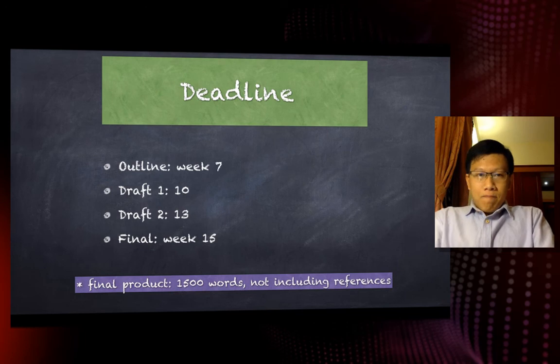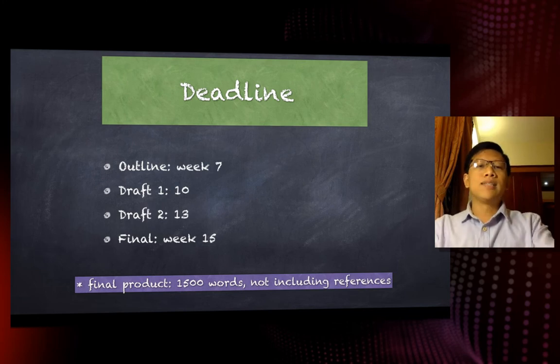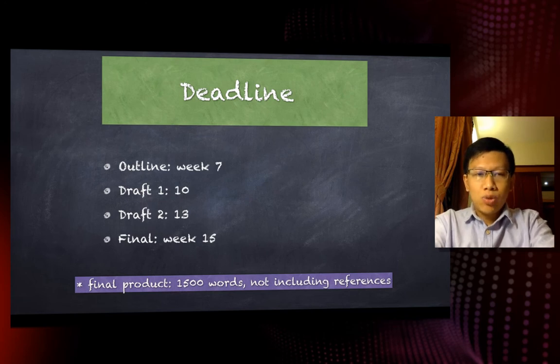Regarding the deadline, this week is week number 5 already, and I believe we should get started as soon as possible. Send me your outline from now until week number 7. Make sure that in your outline you give me enough information. I'll show you the outline sample later on. Without an outline, it would be kind of difficult to proceed with the draft and then the final product.